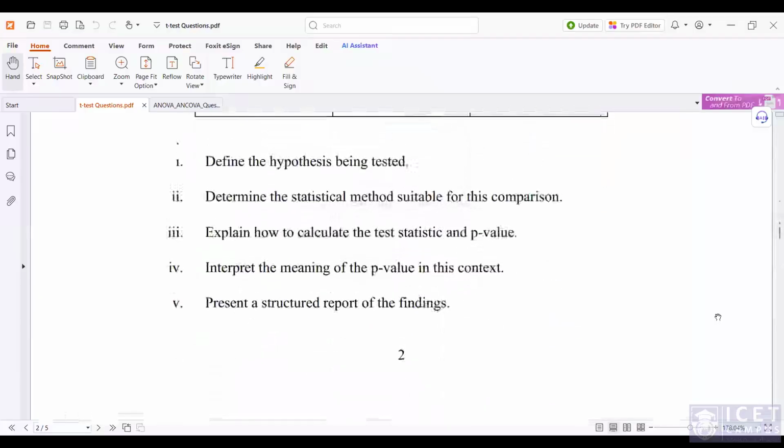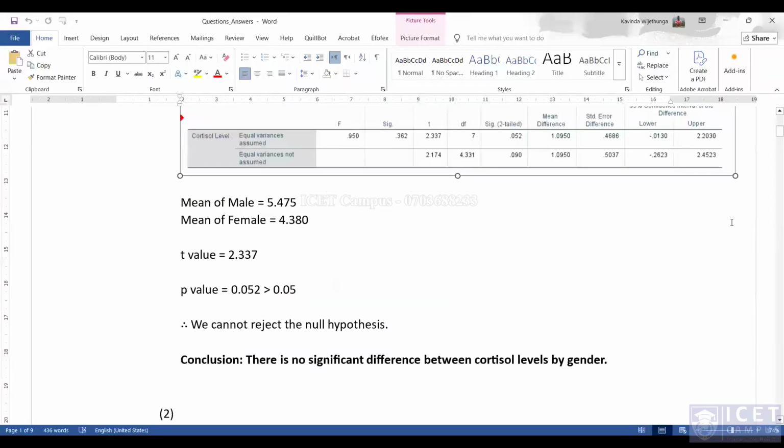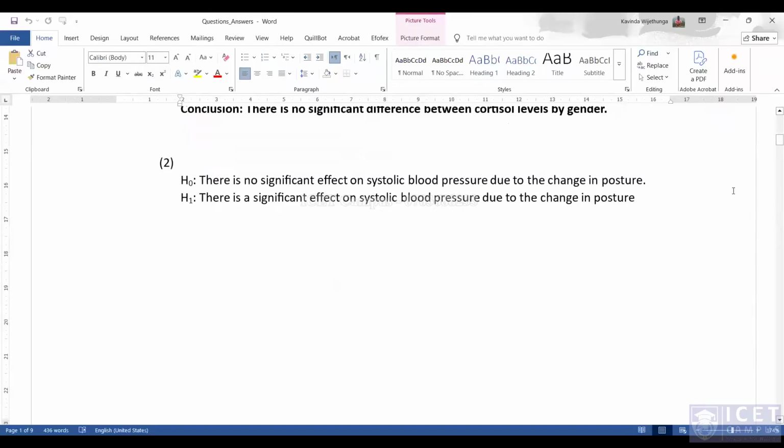First thing is we can write the null hypothesis and the alternative hypothesis. There is no significant effect on systolic blood pressure due to the change in posture. That is the null hypothesis. Then we can write the alternative hypothesis: there is a significant effect on systolic blood pressure due to the change in posture.